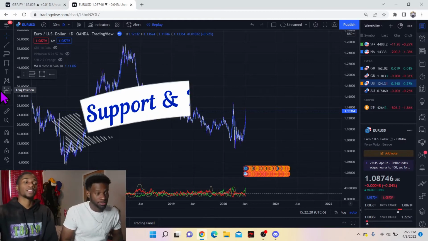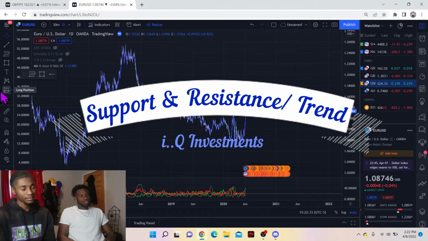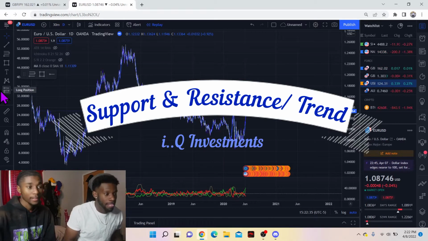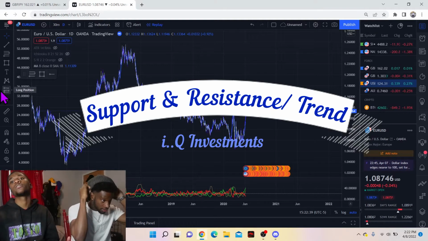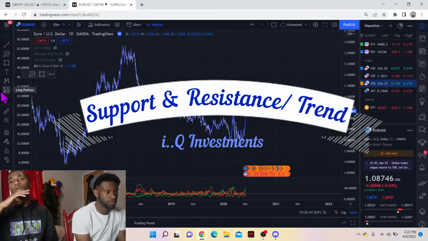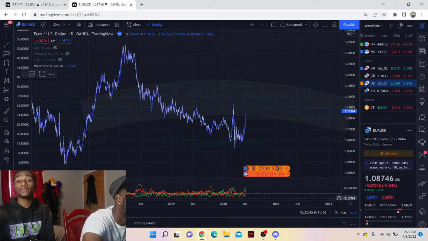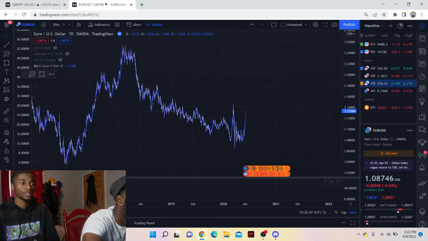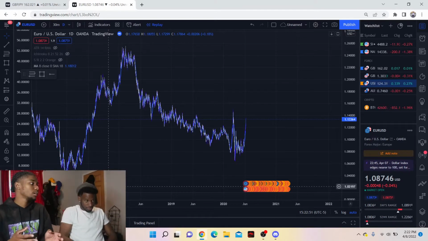So look, today's topic is support and resistance and trend. Simple. The two types of trend are uptrend and downtrend, and support levels are basically points that it does not break, going up and down. And if it breaks it, it's in the opposite trend. Simple. I just gave you a rundown of what we're going to show you in basic language.